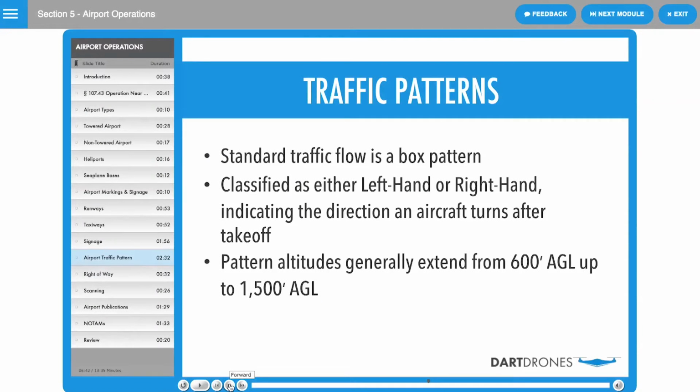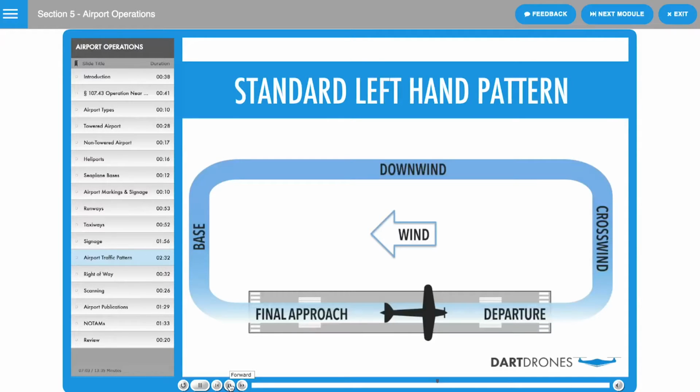The standard traffic flow at an airport is a box pattern and is classified as either left-hand or right-hand based on the direction an aircraft turns after takeoff. Pattern altitudes generally range from 600 feet AGL up to 1,500 feet AGL. An aircraft traffic pattern consists of 5 major segments: the departure leg, the crosswind leg, the downwind leg, the base leg, and the final approach. This is a diagram of a standard left-hand traffic pattern.